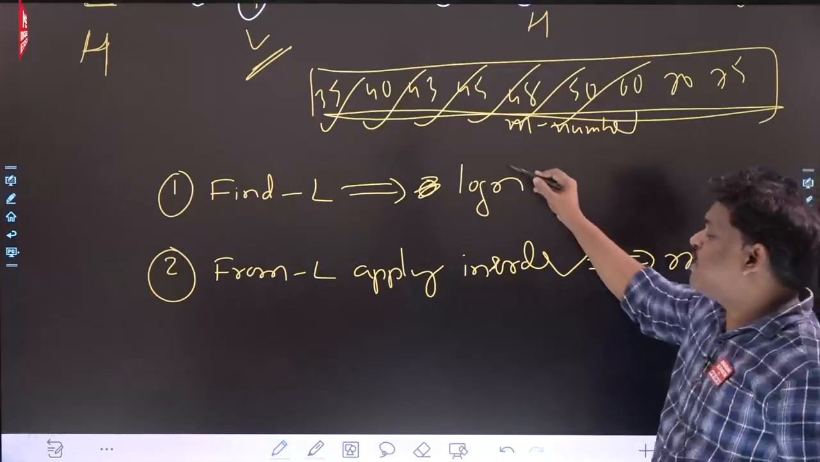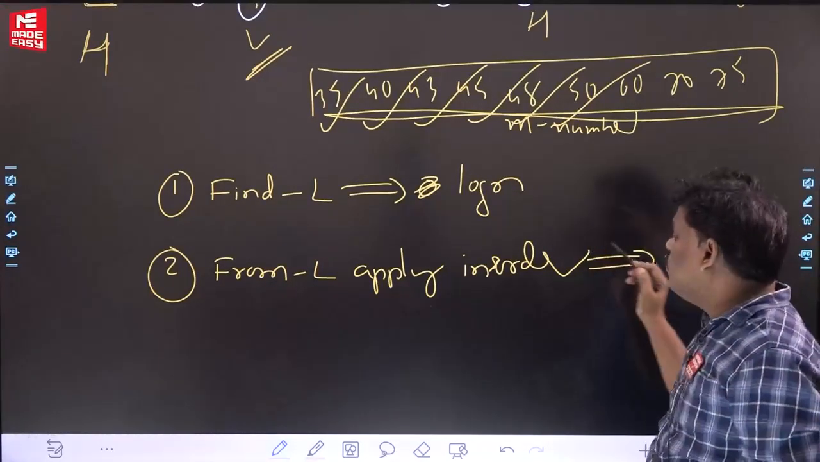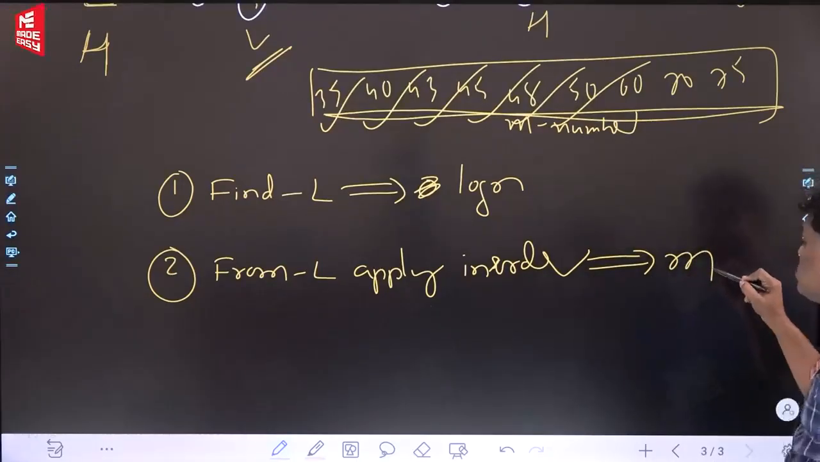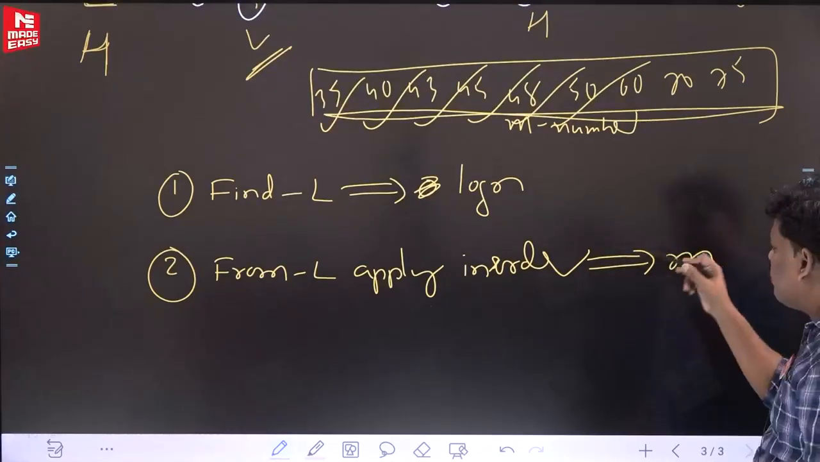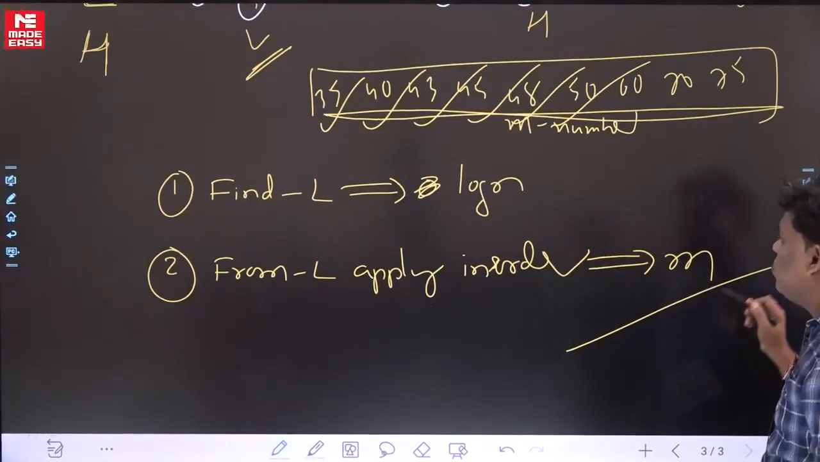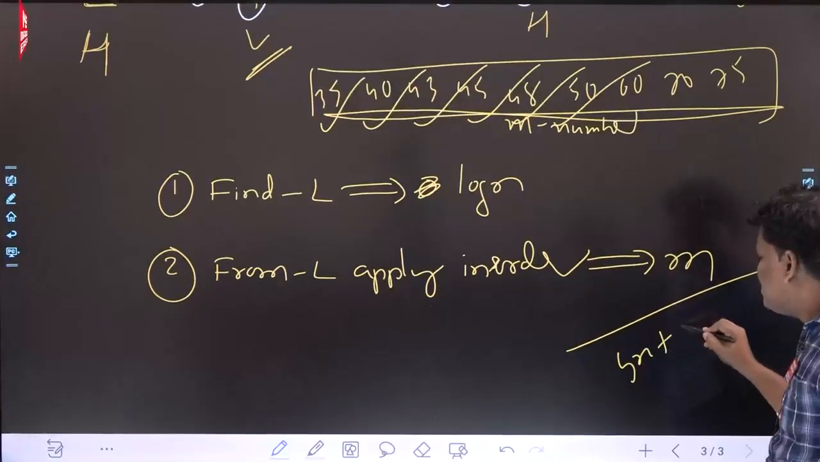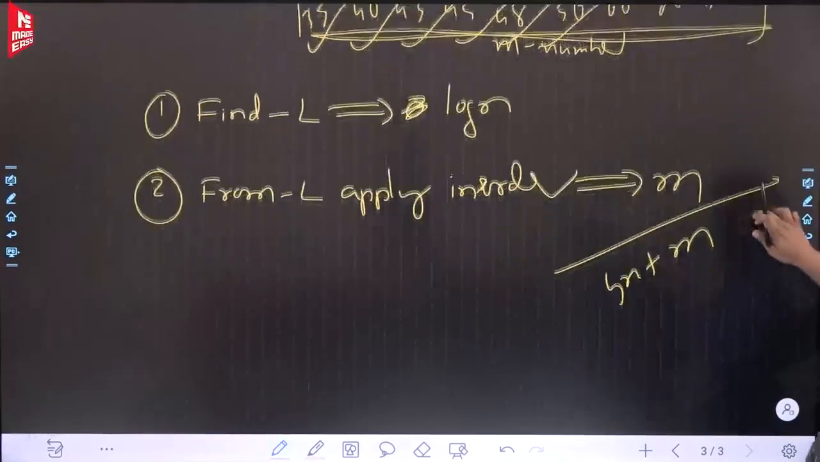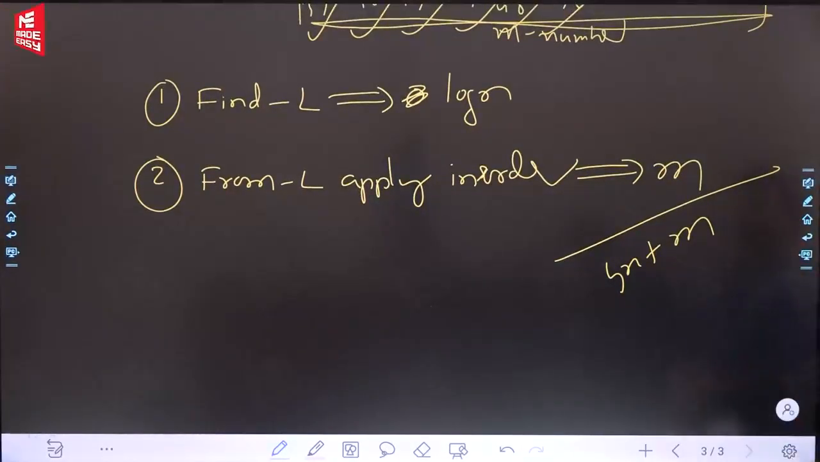Can you help me now? This is for finding L. This is for applying in-order from L, right? M time. Some people are asking, why M time? From L you are applying in-order until M elements come, so M time. So the total time is going to be log n plus M. Please be careful.